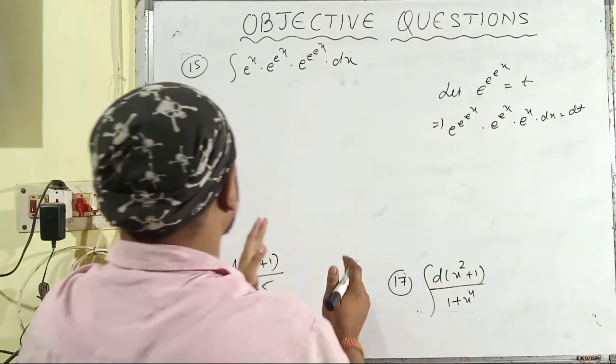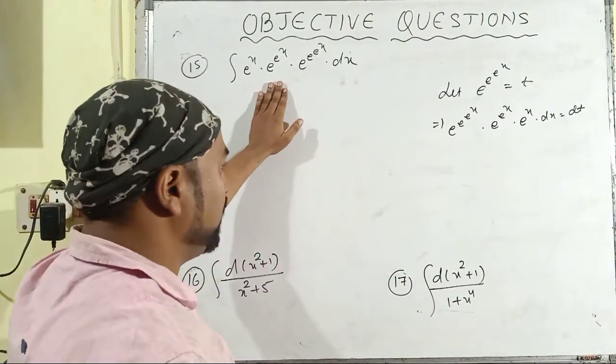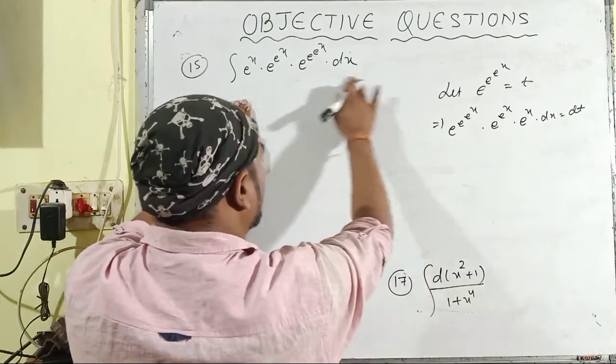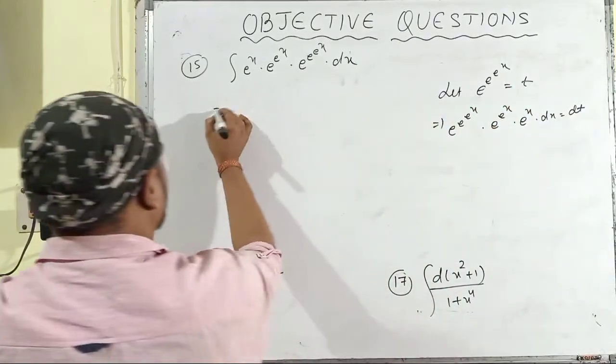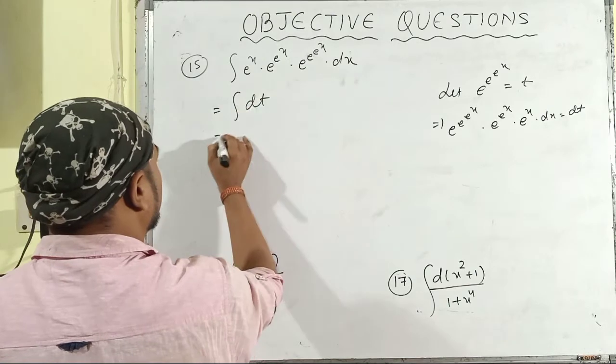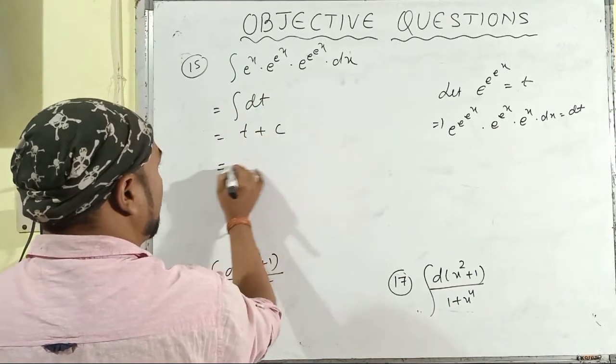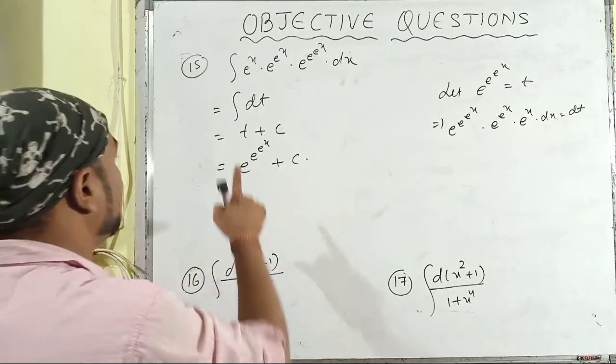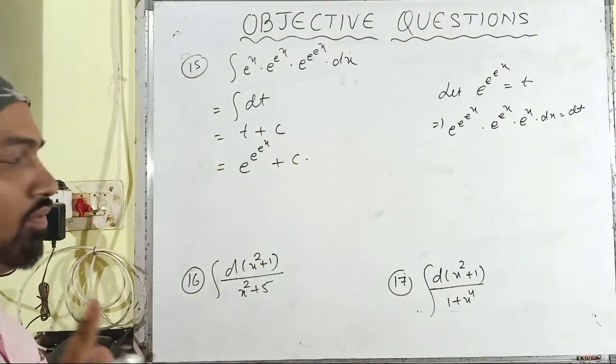The speciality in this problem is that there is no t term. The total term is in the form of a dt. That means it is the integral of a dt, that is t plus c. That means e to the power x plus c. And here is your answer for problem number 15.